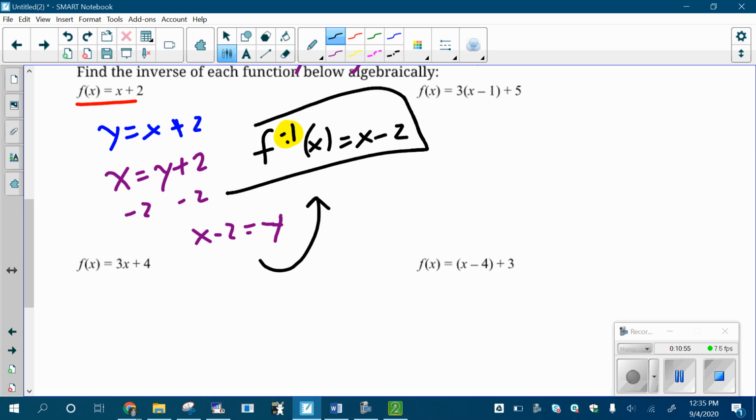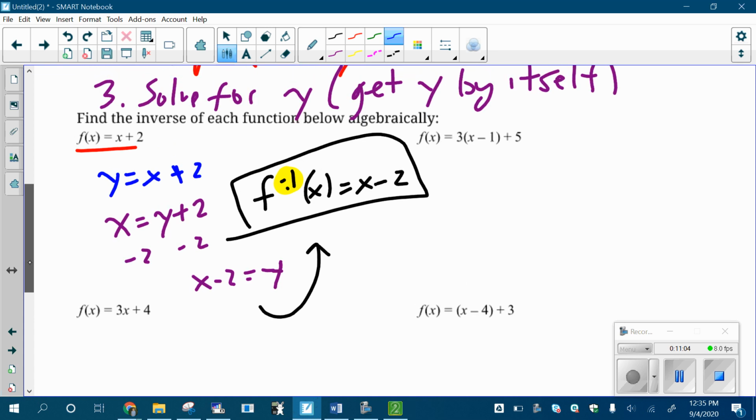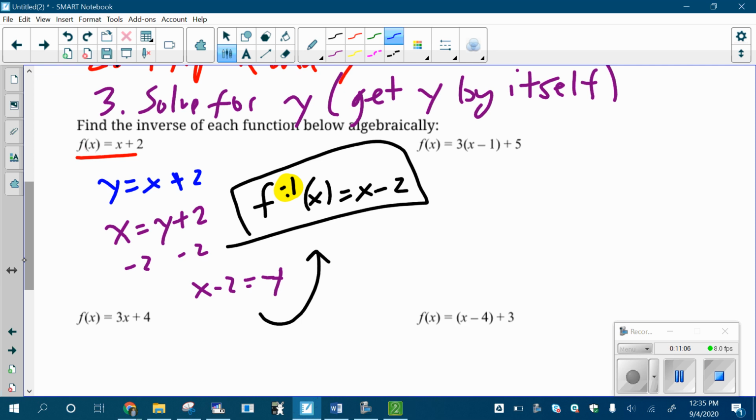If you look at that answer, makes a lot of sense, right? This function was x plus 2. How do you undo x plus 2? Well, you do x minus 2. Let's do one more together, and then I'll let you guys do a couple.